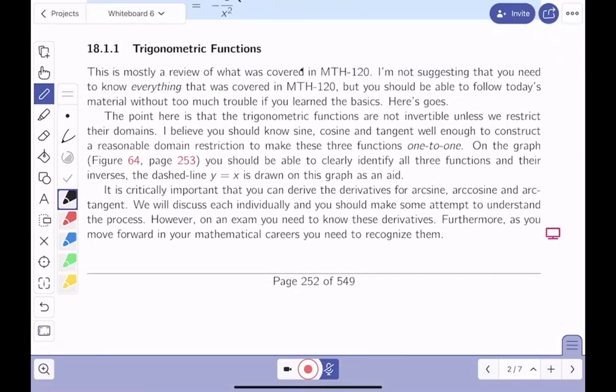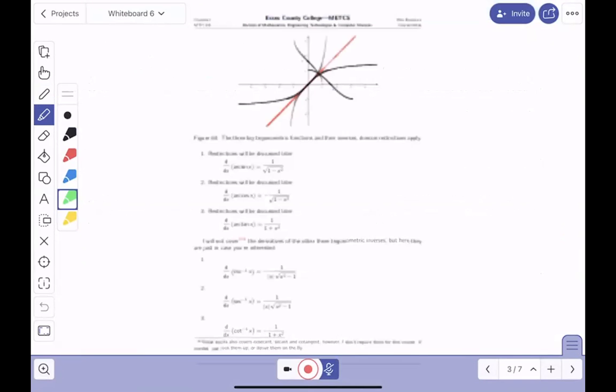And I'm going to claim that this is going to be mostly a review of what you already did in 120. In fact, the notes that follow are the same notes I give my 120 students, the same notes that are posted on my Math 120 sites. Right? Let's go look at it.